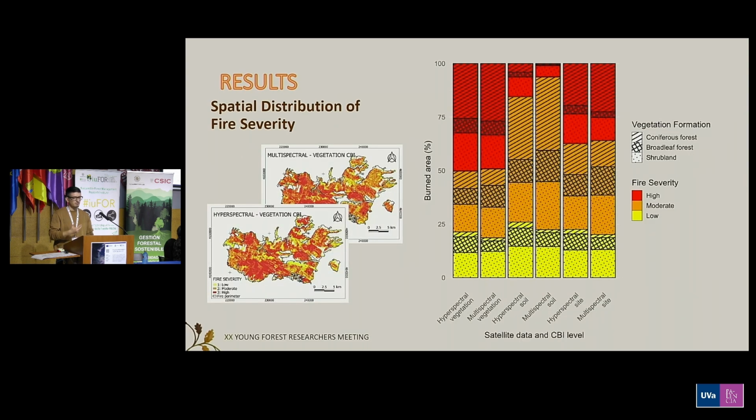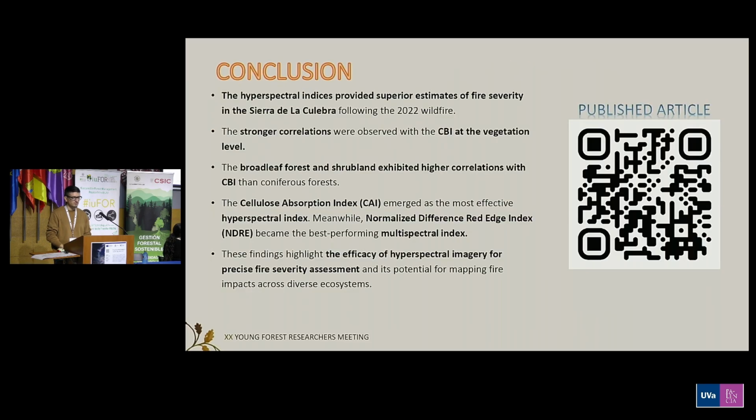After plotting the vegetation indices in the maps and extrapolating to the whole area, we got the proportion of low, moderate, and high severity in the Sierra de la Culebra area. We can see some differences comparing, for example, the third and the fourth, because the third is related to hyperspectral soil and the fourth to multispectral soil. We can see that the moderate level is different, and the high level is a little bit less than what was produced with the hyperspectral. So we can see some differences in these results.